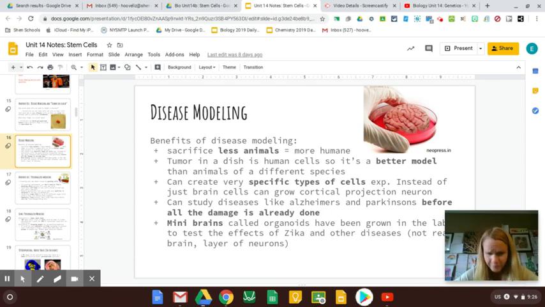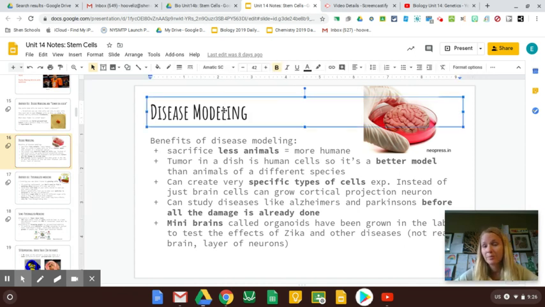And then you can experiment on it. We did this for Zika virus. We grew little brain cells in a dish, and then did different experiments to see the effects of Zika virus and the effects of different medicines. So it's a really cool way of modeling the disease and being able to experiment on it in a dish rather than in a person or an animal.